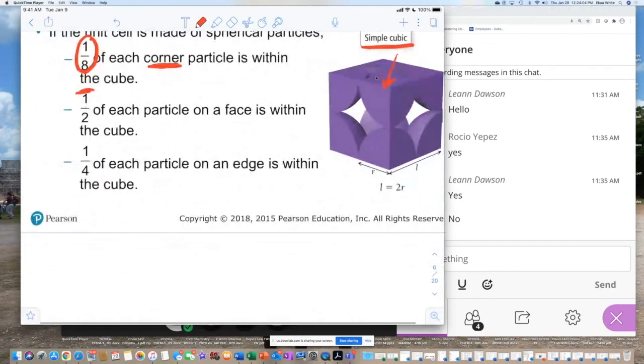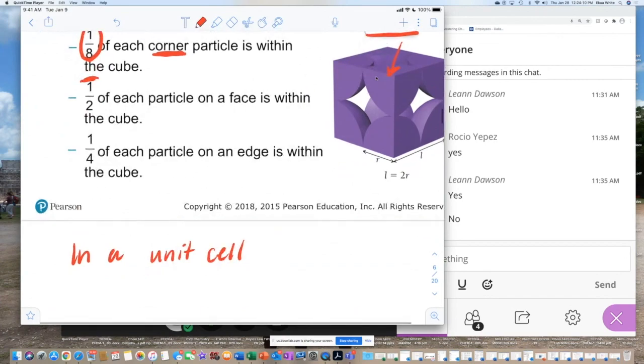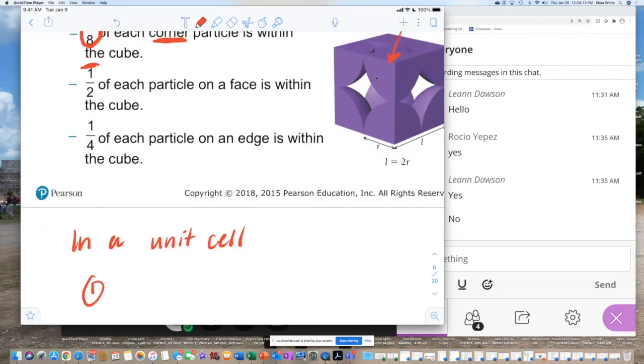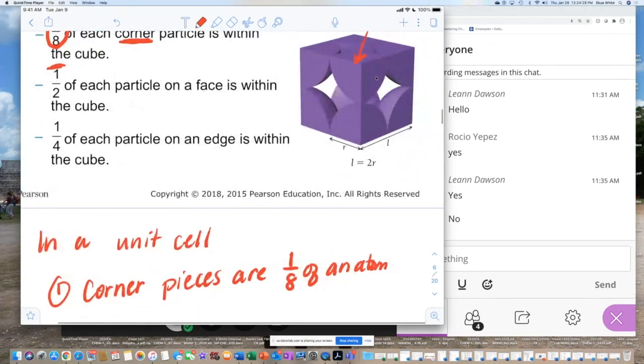So we want to know the fractions, right? So in a unit cell, this is just general, you have different pieces of the atom. Number one is going to be the corner pieces. The corner pieces are 1/8 of an atom. So when you see the corner pieces, you can conclude it's 1/8 of the whole atom. Okay? The corner is right here. So I'm going to say this is a corner, this is a corner, this is a corner, this is a corner. And we usually have 8 corners, right? There's a corner back there, a corner up here.